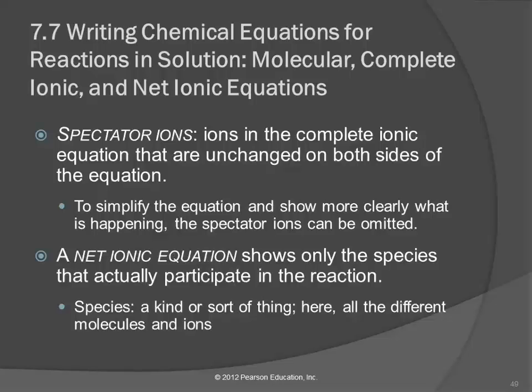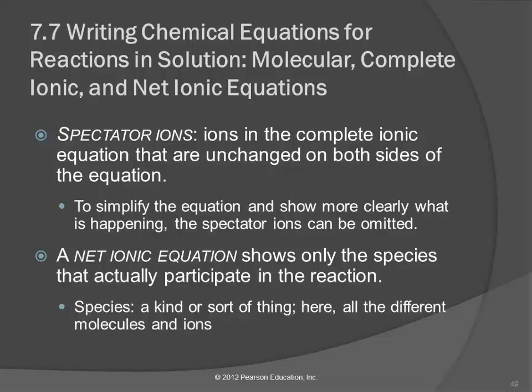So this is like your net paycheck after they take out FICA and Medicare and taxes and everything. It's just the amount that you actually get, right? It's different than your gross pay, which is what they say they're paying you, but then they take all this junk out, right? So the net ionic equation is the bottom line. So the net ionic equation only shows the species that actually participate in the reaction. The word species means a kind or sort of thing. And in chemistry, that means all the different molecules and ions that are in there. So we say species instead of saying molecule, ion, or atom. It's just more convenient.